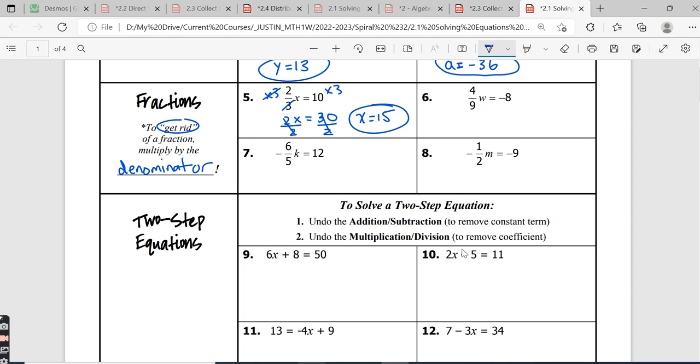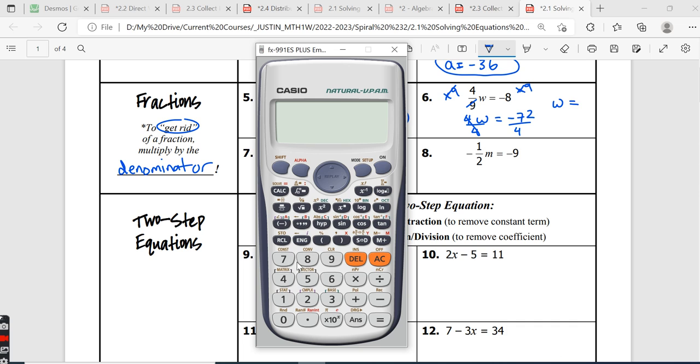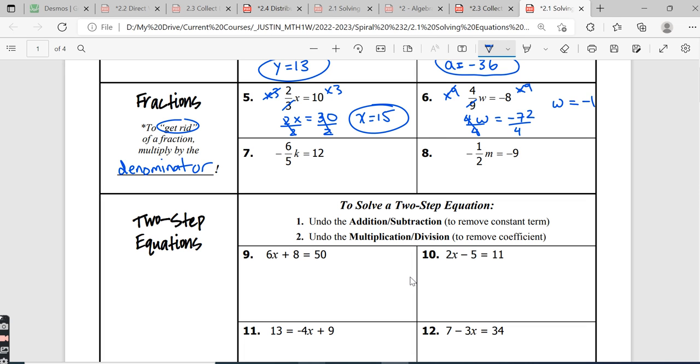Okay? Number 6, same thing. I see a fraction, so to get rid of the fraction, I multiply both sides by 9. Then that's gone. I get 4w is equal to negative 72. Divide both sides by 4. w is equal to whatever 72 divided by 4 is. So negative 72 divided by 4 equals negative 18.